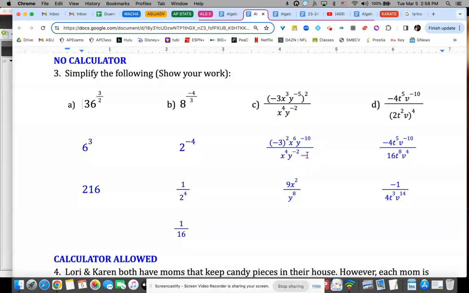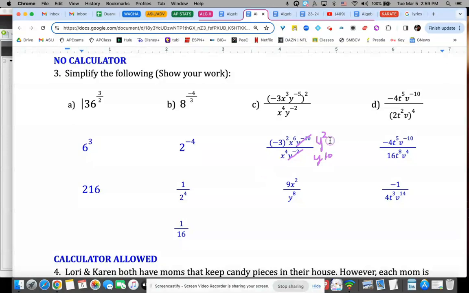So this negative 2 is going to move up. This y to the negative 10 is going to move down because we want those to be positive, right? So I have y squared on top, positive, and I have y to the 10th on bottom, positive. The other ones all stay where they're at because they're already positive exponents. Now, a big common mistake people make is they think a negative number is a negative exponent and vice versa. That is not true. Be careful with that.